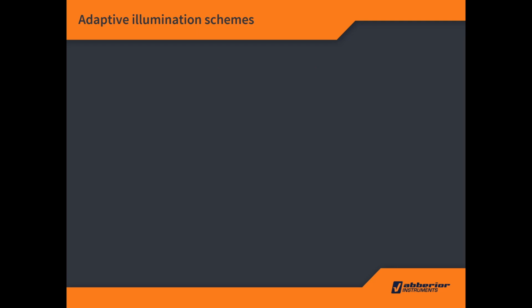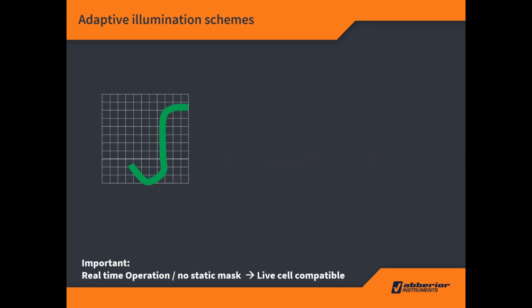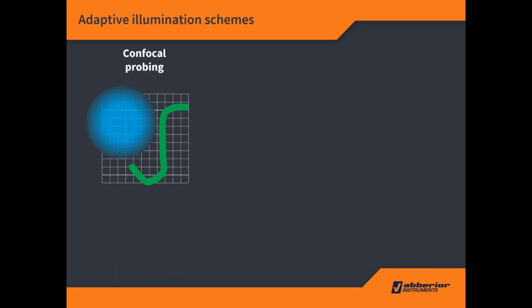So, how does adaptive illumination work? How do we actively reduce the light dose on the sample? Let's have a look at this model. A biological structure, labeled with fluorophores, is shown in green, and the pixels making up the image are shown as white boxes. A laser beam is used to excite a part of the field of view.